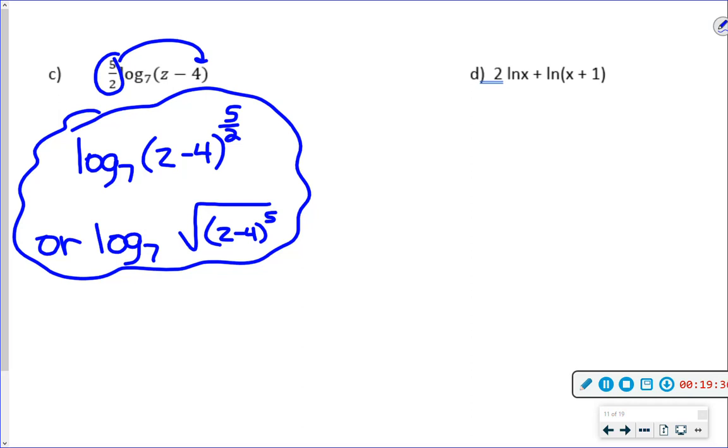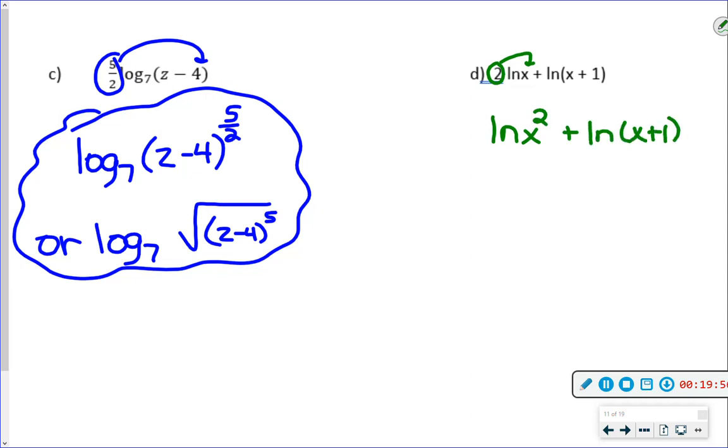Okay, same thing. I see there's 2 logs in it. I want to shrink it or condense it down to a single log. So a couple things I see. One, you've got the 2. That doesn't really freak me out. That's just the power. That's going to be easy enough. So I'm going to tack that on. That deals with that.